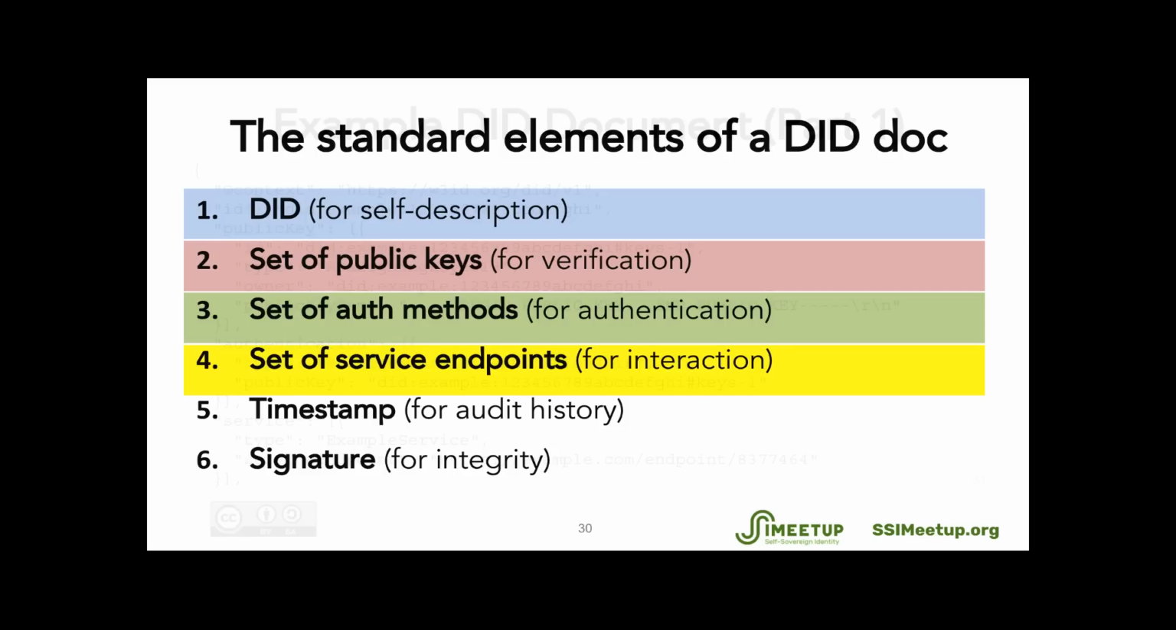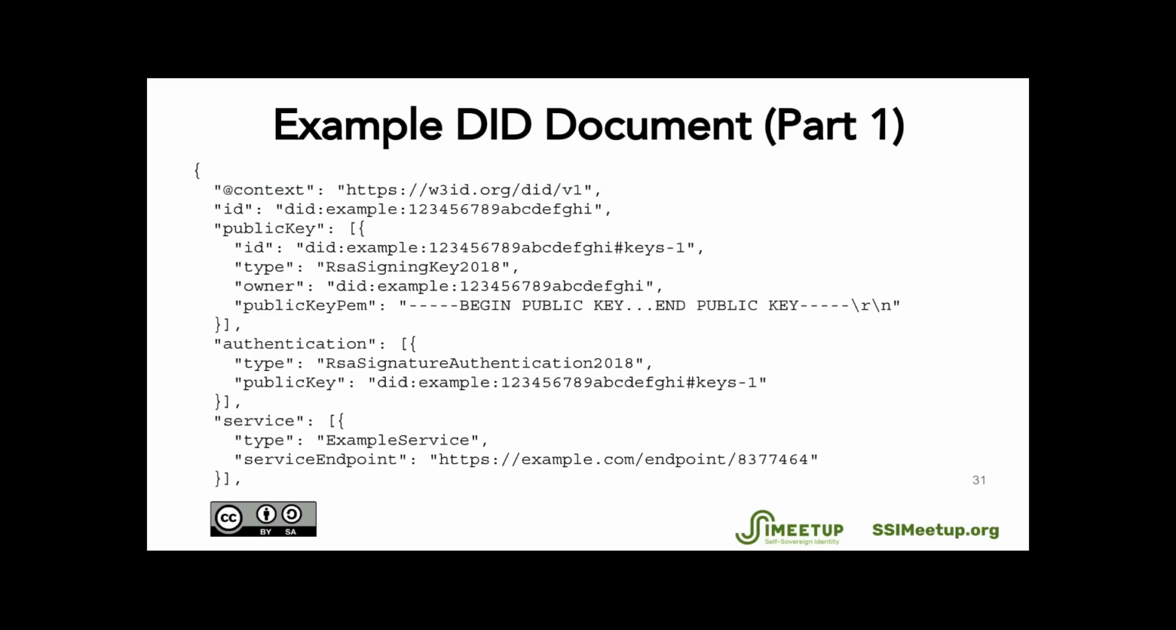Now, for the more technical folks on the call, I wanted to quickly show you in two slides just what this looks like. This is about as simple and straightforward as you can get in JSON. This is a DID document. The context is a standard JSON-LD piece. The ID here is the DID that this document describes. There's exactly one public key. It happens to be an RSA signing key. There's one authentication method, and there's one very generic service type in here.